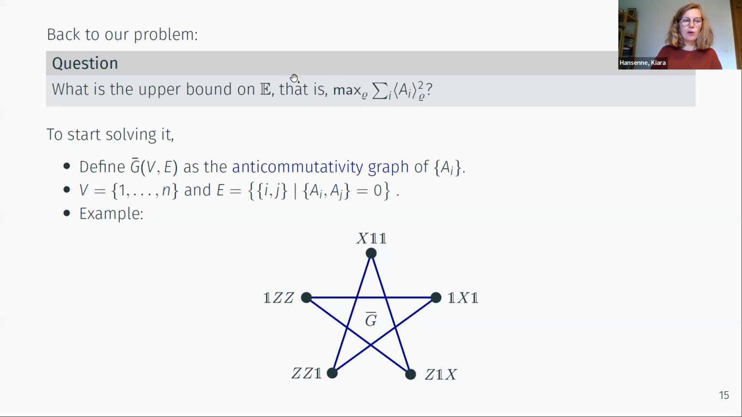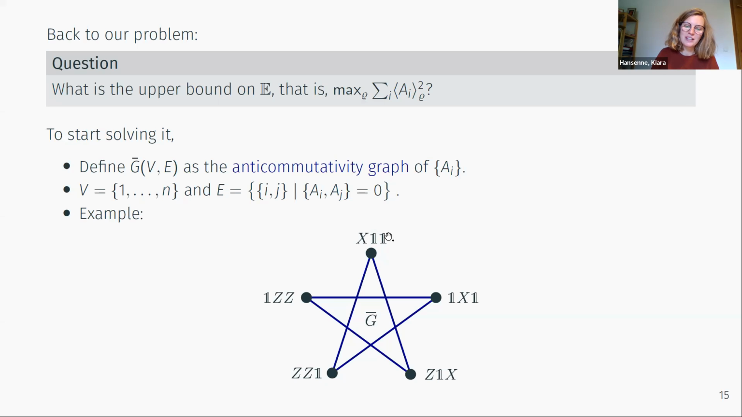And then in order to solve this question, we define the anti-commutativity graph of a set of observables. So how is it defined? If you have a set of n observables, you associate to each observable one vertex. So here the set of vertices is going to be 1 to n, the number of observables. Here I put an example. If you have those 5 observables here, you associate to each observable one vertex. And then the set of edges are going to be, well, you connect i and j when the observables anti-commute.